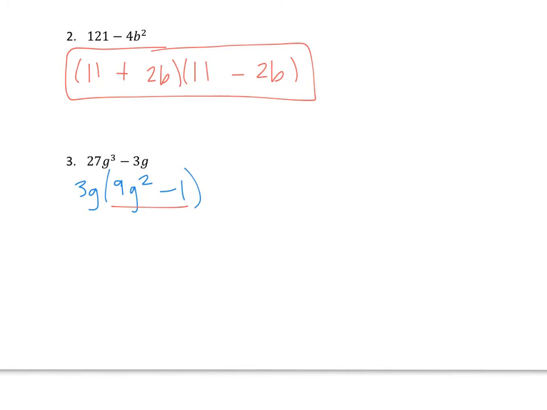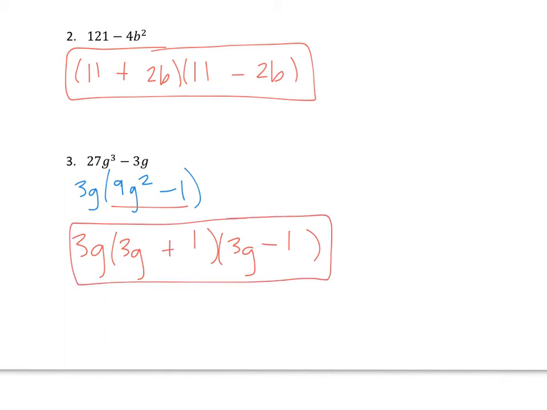A lot of times students forget that we can take the square root of 1, but the square root of 1 is just 1. So I have 3g in my answer, and now I'm going to break down 9g squared minus 1. The square root of 9g squared is 3g. Square root of 1 is 1. And then one's a plus, one's a minus, and now that's the fully factored form of 27g cubed minus 3g. And you can always check your work by FOILing, going back and multiplying all the products that you got, and making sure you get your original problem.